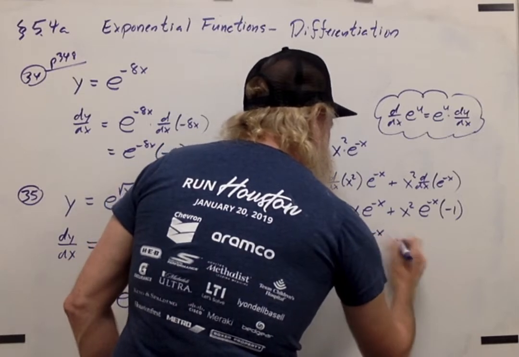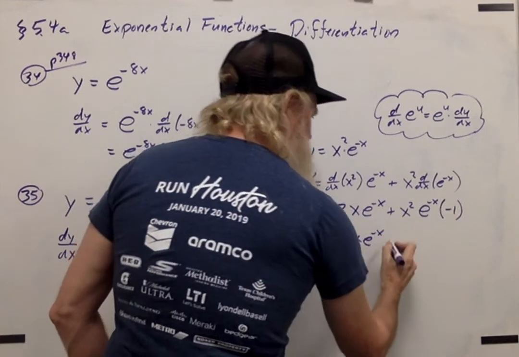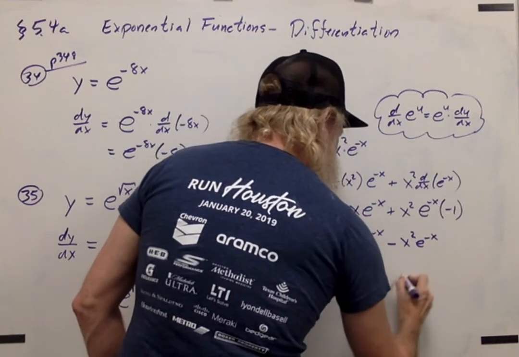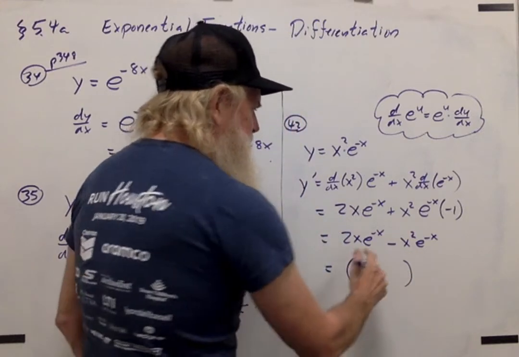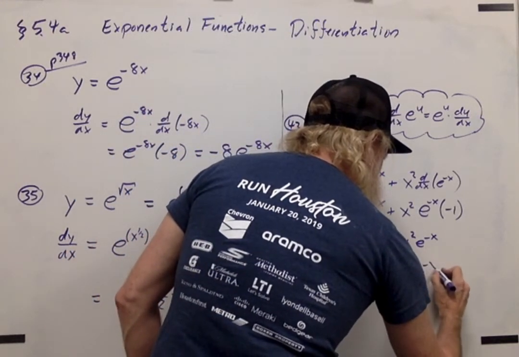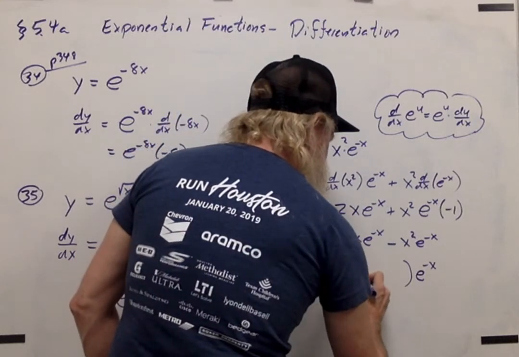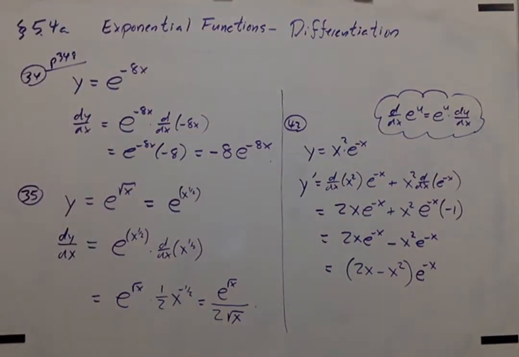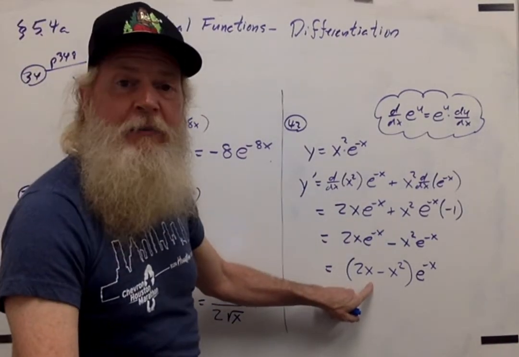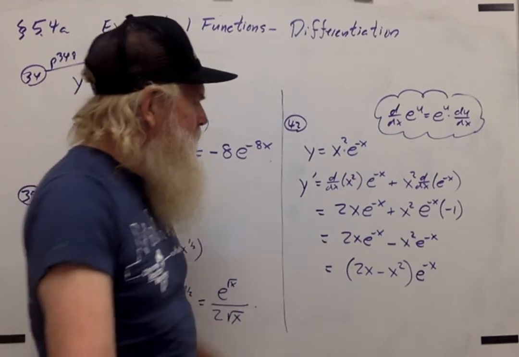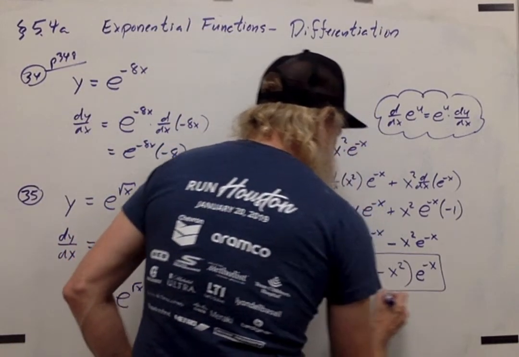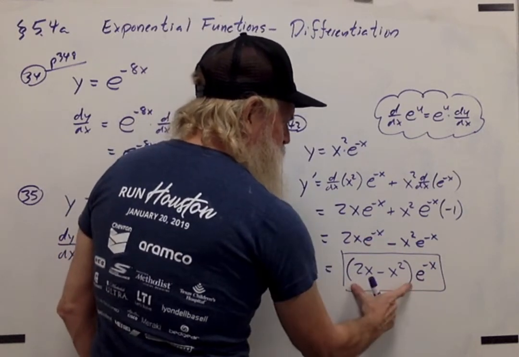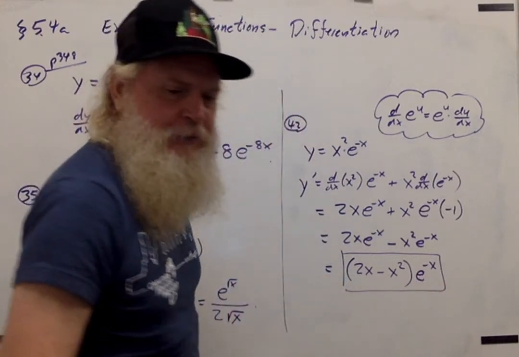Simplifying a little bit, I can bring this negative 1 out in front. So this is a minus x squared e to the negative x. And then notice that I have an e to the negative x common to the two terms. And if I factor that out, I get 2x minus x squared. It would be possible to factor out an x as well, and there are situations where we might want to, but I will say that it's very common practice, if you have an exponential common to different terms like this, to factor it out so that you have a polynomial times an exponential.